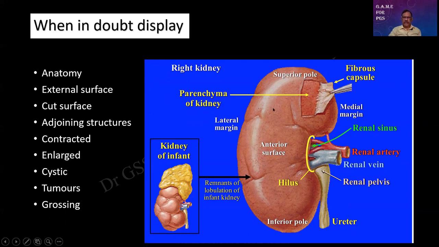So, there is the renal parenchyma, there is the hilum over here. What are the structures coming out of the hilum? Is there any mnemonic for it? And so on. And how do you distinguish between the right adrenal and the left? These are the things.